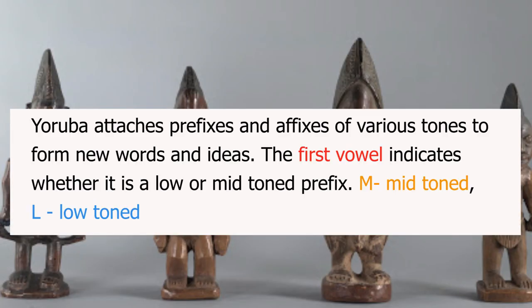Affixation. Yoruba attaches suffixes and affixes of different tones to form new words and ideas. The first vowel indicates whether it is a low or mid-tone prefix.